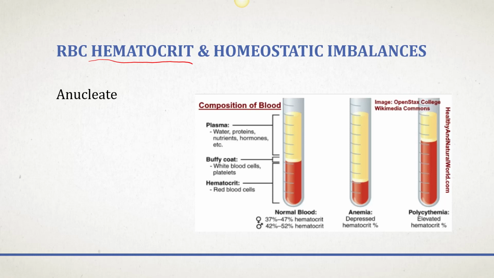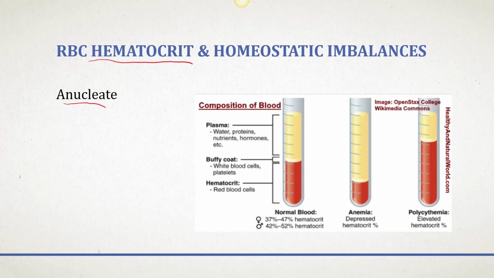The reason for this is men typically have a more dense muscle mass, and muscle is where energy is produced, so men need more oxygen. So they're going to have a higher hematocrit. They're also going to have a higher concentration of hemoglobin. Red blood cells are anucleate, and anucleate means that they do not have a nucleus.